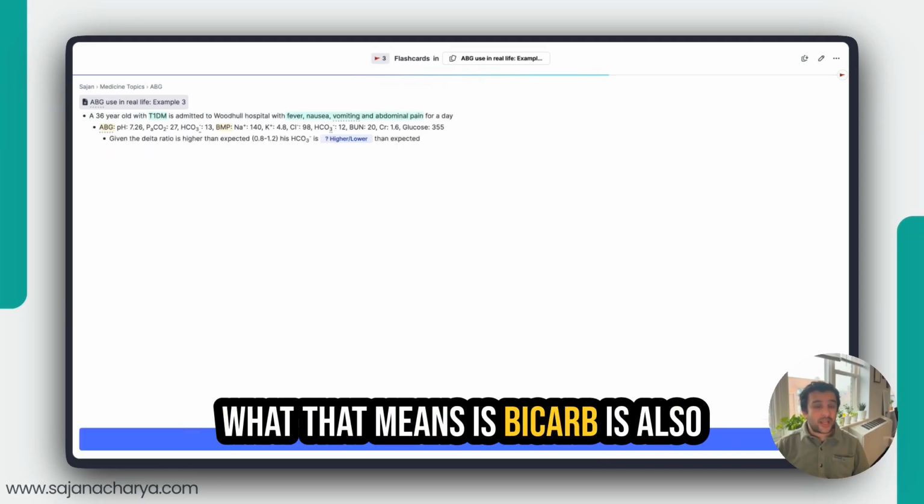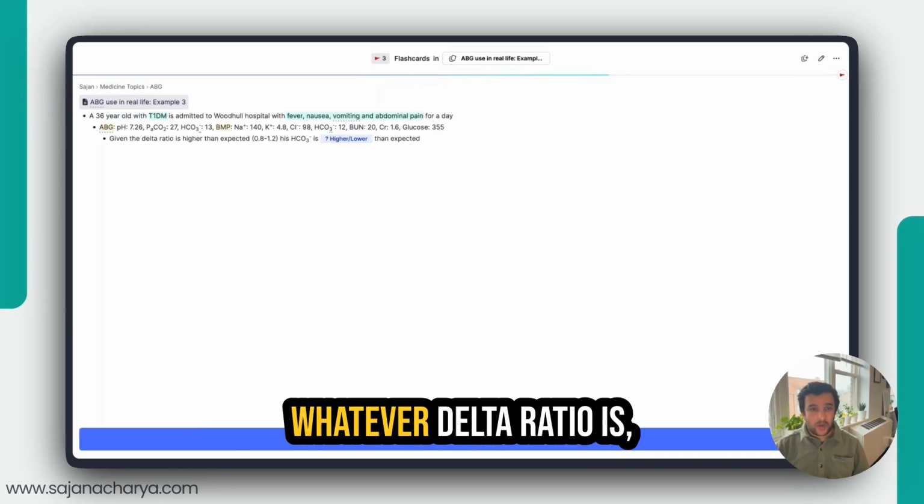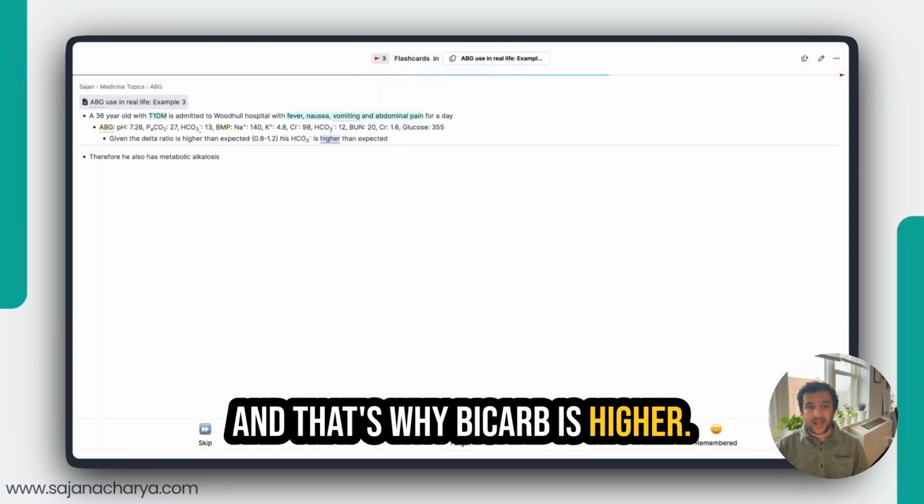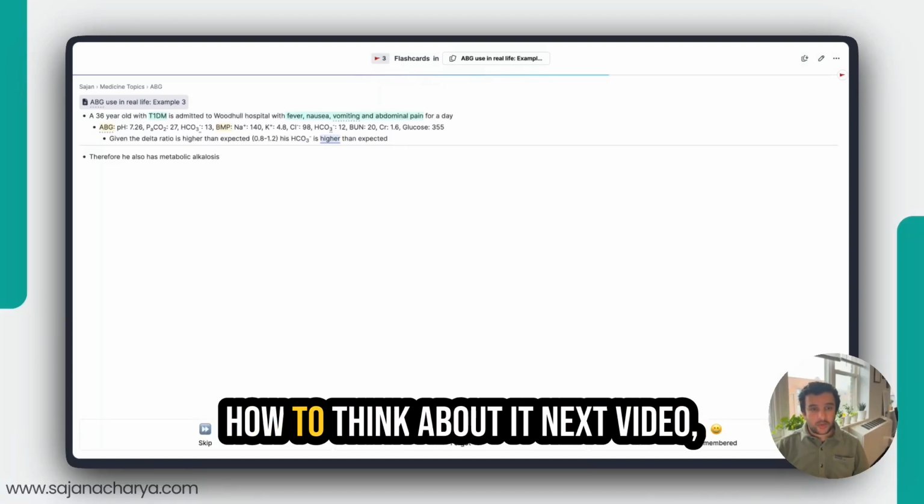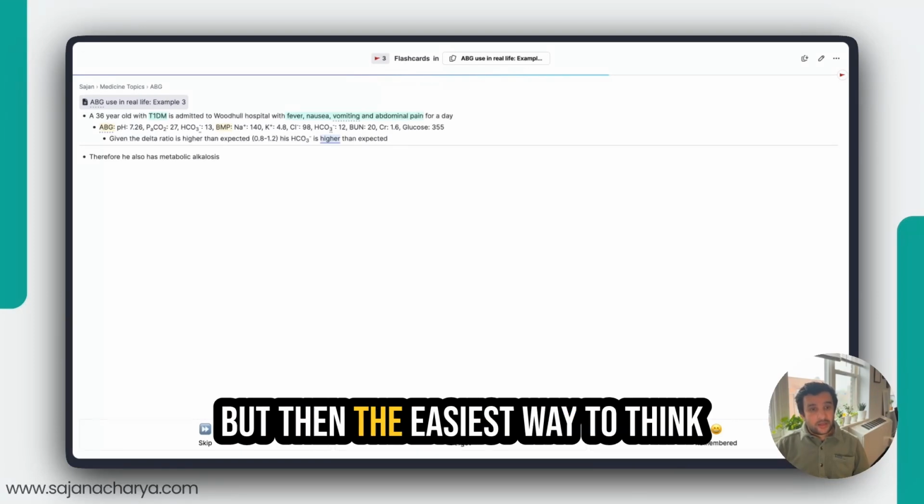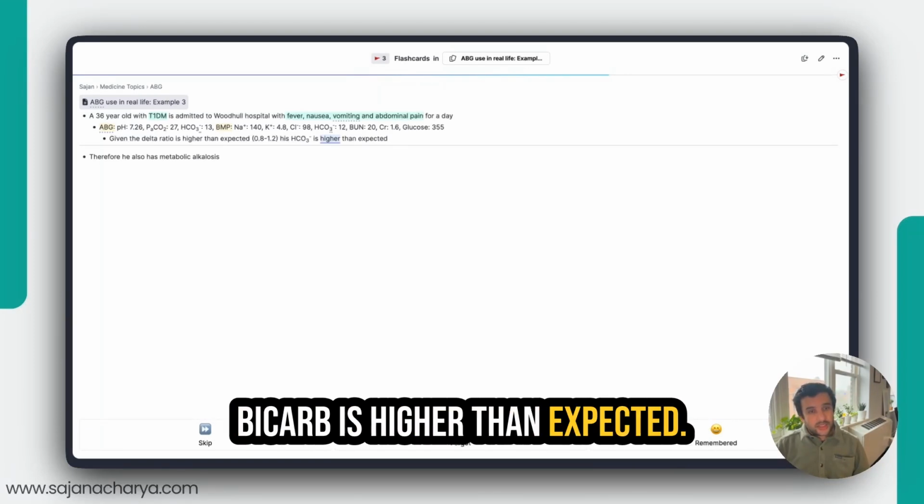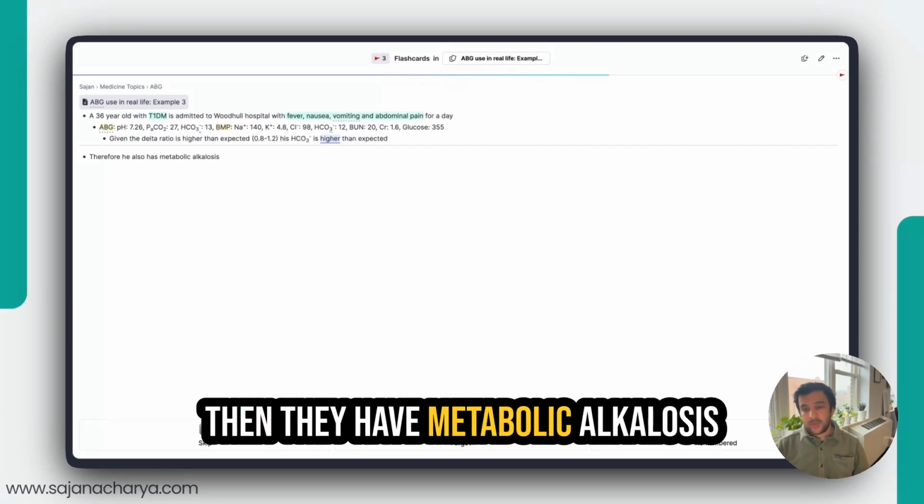What that means is bicarb is also higher than what we expected. Wherever delta ratio is, that's where bicarb is. If it's higher, then delta B is lower, and that's why bicarb is higher. I'll explain what delta ratio is and how to think about it in the next video, but the easiest way to think about it is if delta ratio is higher, bicarb is higher than expected. If bicarb is higher than expected, then they have metabolic alkalosis.